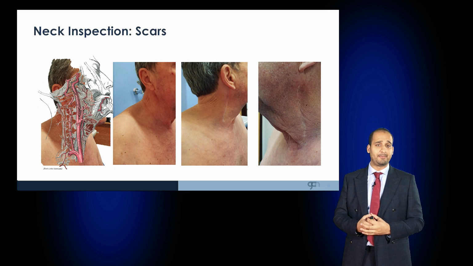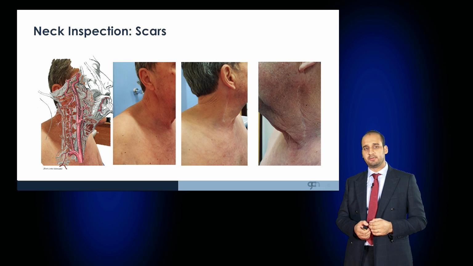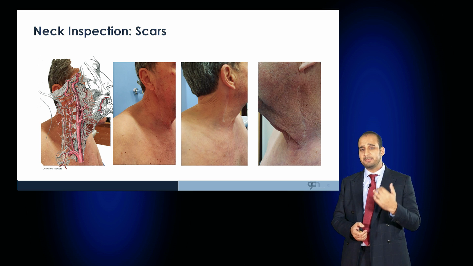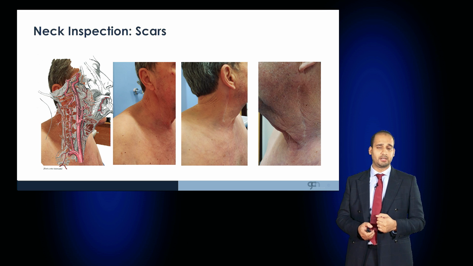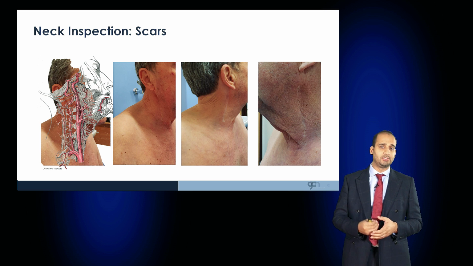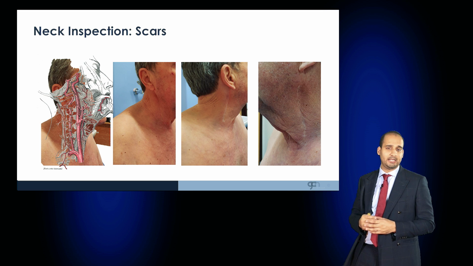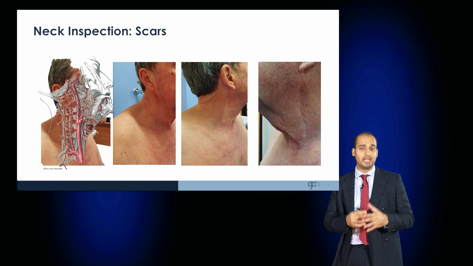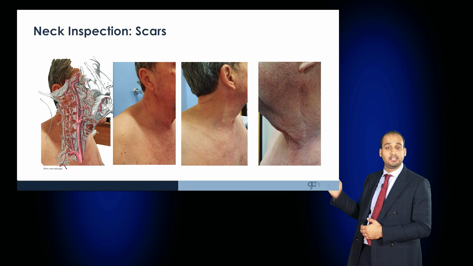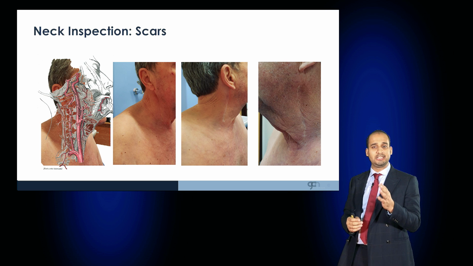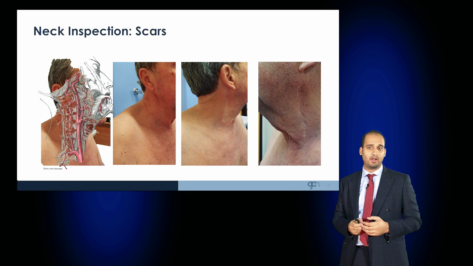Move on to examine the neck. Inspection of the neck is very important. There may be subtle scars associated with a carotid endarterectomy. This patient, demonstrated on the slide, has bilateral carotid endarterectomy scars. In the neutral position, the scar is subtle, but asking the patient to rotate and extend their neck, the scar is more visible.